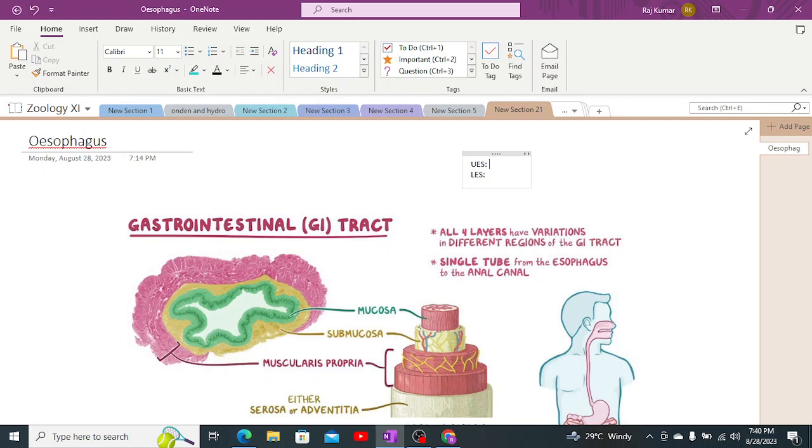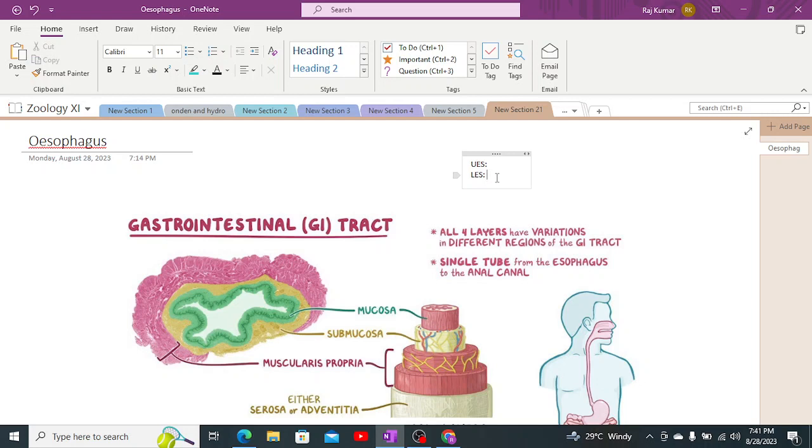inside the buccal cavity. The lower esophageal sphincter, as the name suggests, is present between the esophagus and stomach. It is also known as the gastroesophageal sphincter or gastroesophageal junction, and that is the part which allows the food to enter inside the stomach. And secondly, it prevents the acidic reflux of the stomach from going into the esophagus.